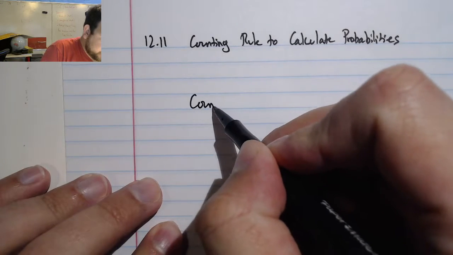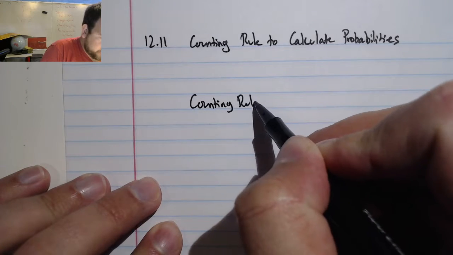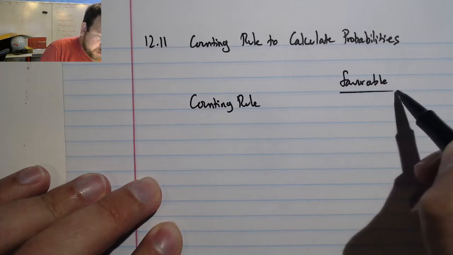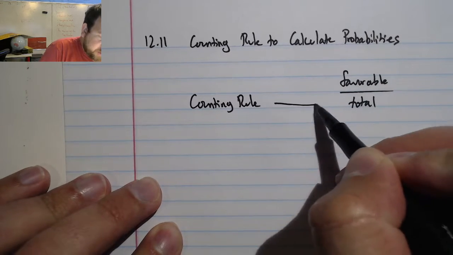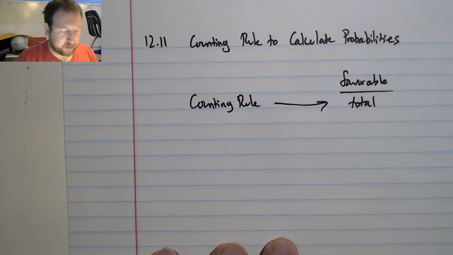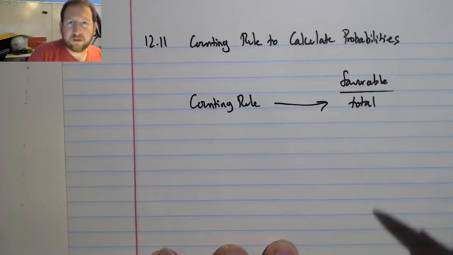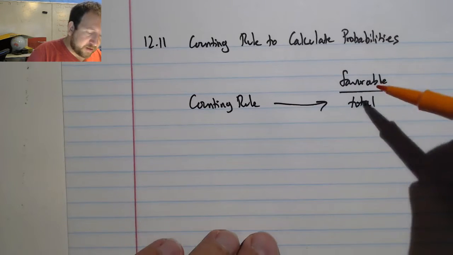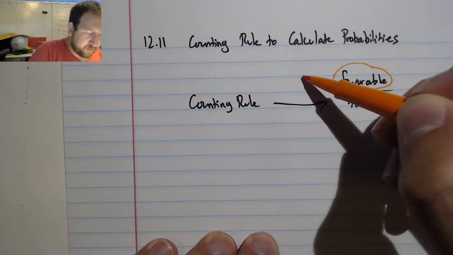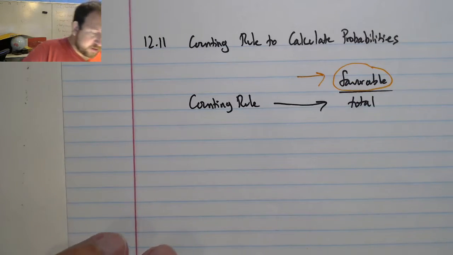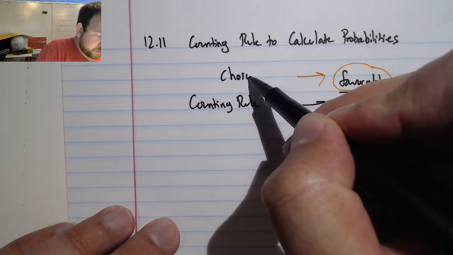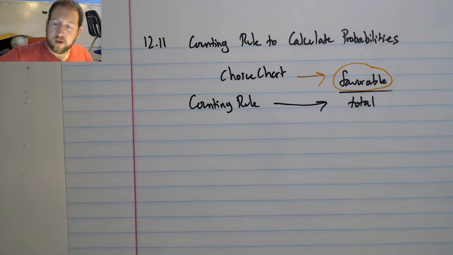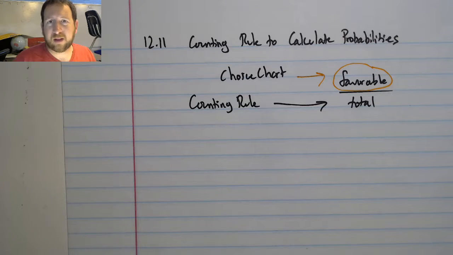So we'll use our counting rule for when calculating probabilities of that favorable to total. And we can use the counting rule to quickly calculate the number that goes on the bottom. We still need to often use our big chart in order to figure out the favorable side, though, because that is a little bit trickier to build. So we'll still need to make our choice chart to do that.